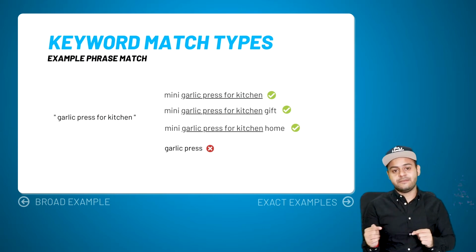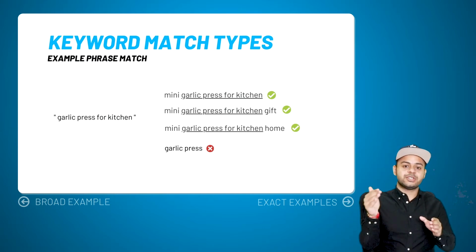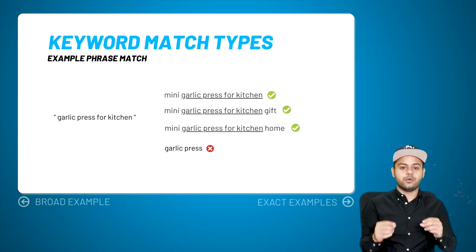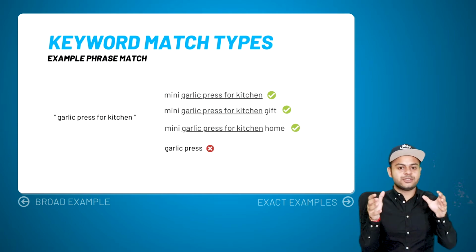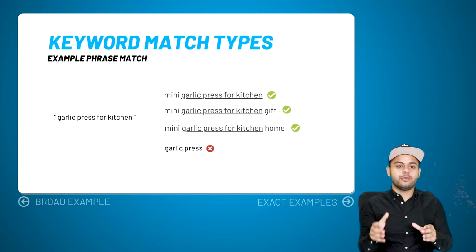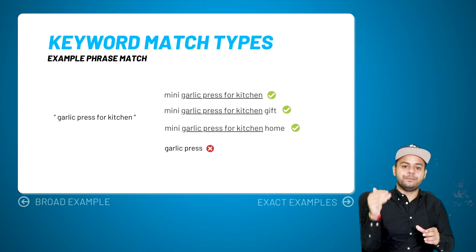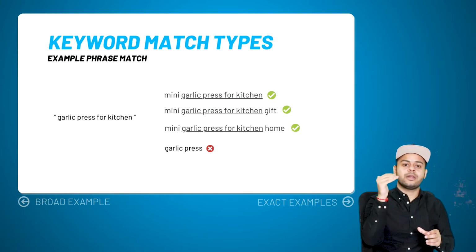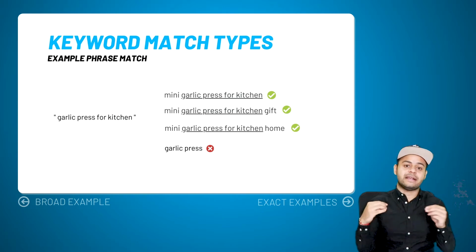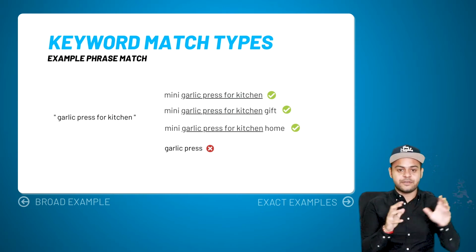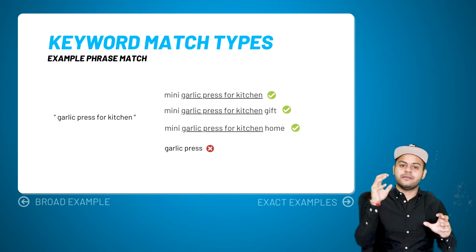Now looking at the negative example, if somebody searches for just garlic press, your ad will not be shown because you've specifically told Amazon that, hey, I want this to be a phrase match type. I want you to match this ad to people who are searching for the entire string that I have provided you as an advertiser. So that is the difference between a broad match and the phrase match.